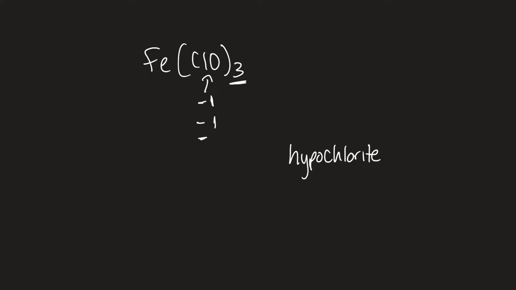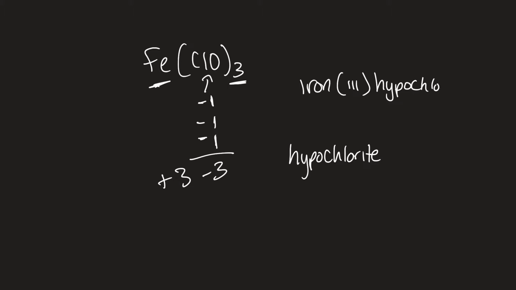So 1, 2, 3. If we have 3 of those, and we're looking at this one iron here, what must be the charge of iron in order to neutralize this -3 charge? The charge of iron to neutralize the -3 charge must be +3. So when you write this, it is iron 3 hypochlorite.